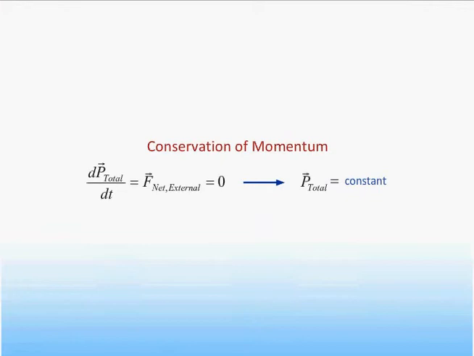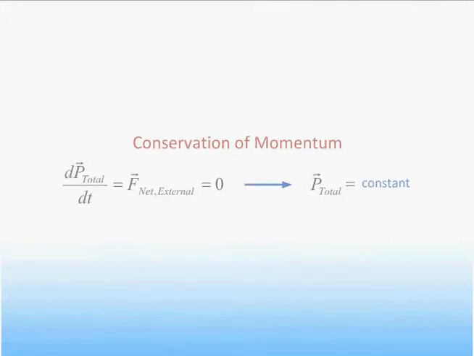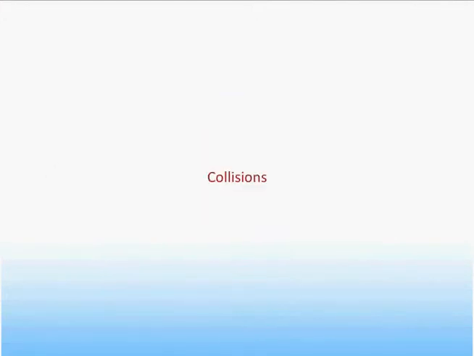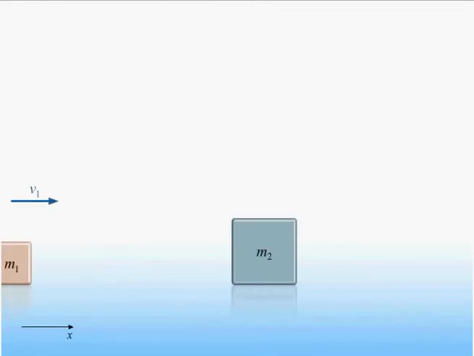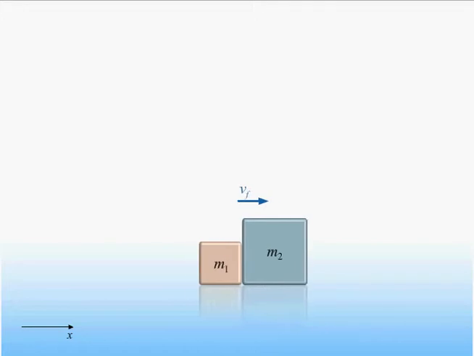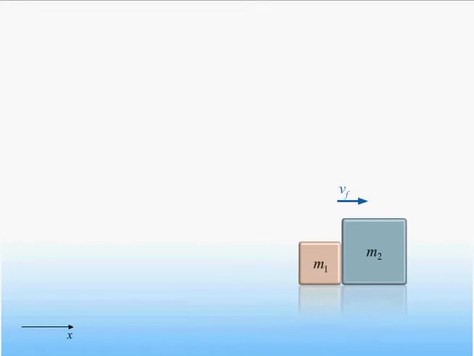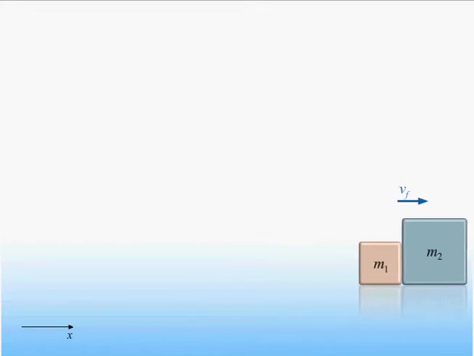We will now move on to consider an interesting class of problems that can be addressed using this conservation of momentum principle. Namely, we will look at collisions between particles. We'll start with the example shown here. A box of mass m1 slides with velocity v1 along a horizontal frictionless floor and collides with a second box of mass m2, which is initially at rest. After the collision, the boxes stick together and move with a final velocity v sub f.